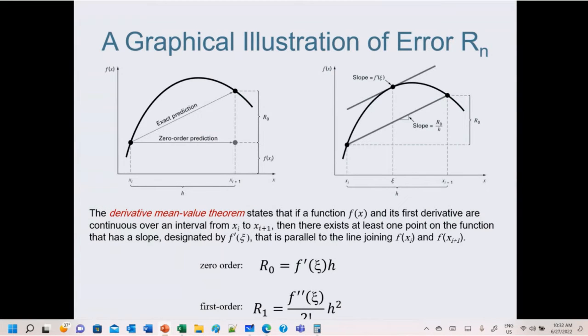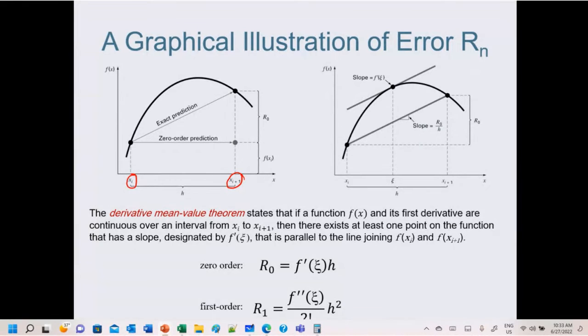We look at one very important theorem here, which is the derivative mean value theorem. This theorem states that if we have a function f of x and its first derivative, they are continuous from a point xi up to a point xi plus 1. The function is continuous and its derivative is continuous. It means it doesn't break.